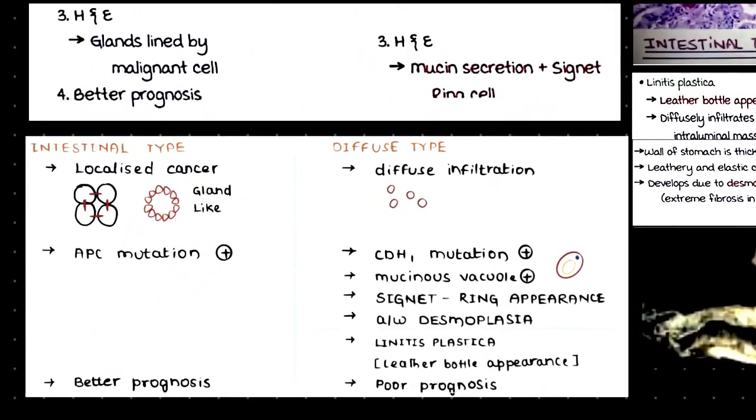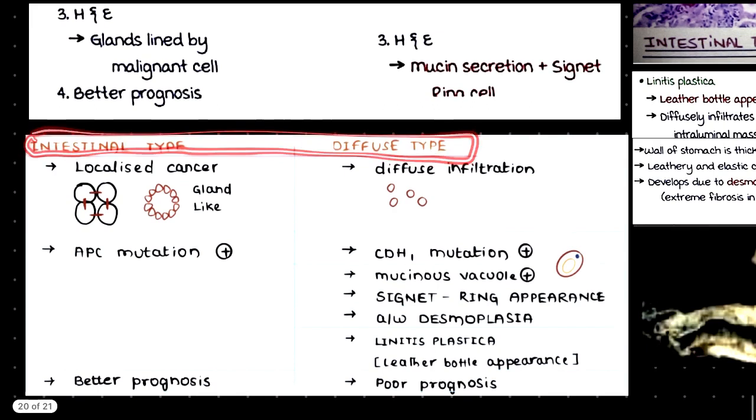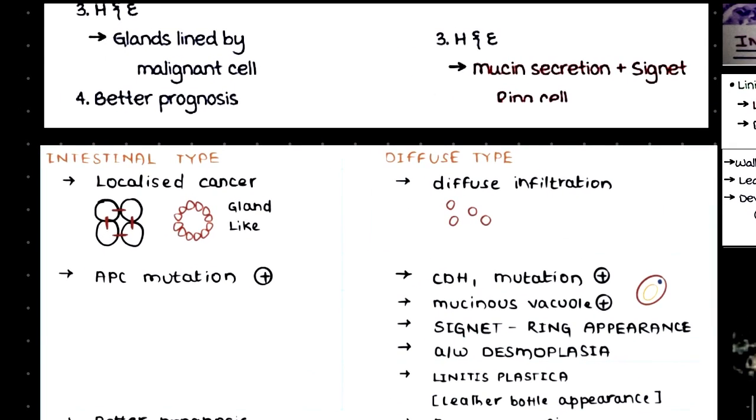Now talking about intestinal and diffuse type, let us talk about intestinal type. It is called intestinal type because here the cancer cell, the tumor cell, will have an appearance that is similar to intestinal glands, right? Intestinal glands. Now okay, this is the structure of a gland, right? Now here the tumor cells present a gland-like appearance, right? In gland-like appearance, you can see right here.